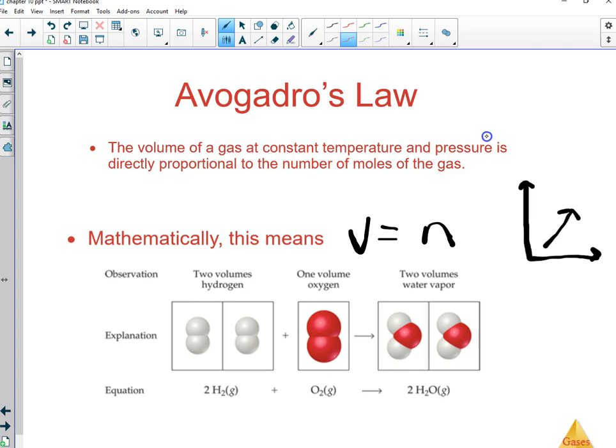Avogadro said the volume of a gas is dependent on how much there is. And that one's super obvious. The more stuff, the more it's going to take up space. So mathematically, that meant the volume, and when I say equal signs, these are like proportional signs. It should have been a squiggly, but squigglies with a mouse are harder. So mathematically, if they're directly proportional, once again, we have one that goes up. More moles, more volume.